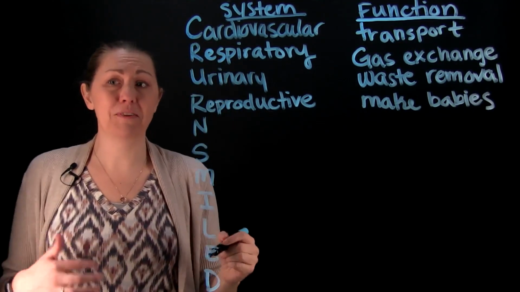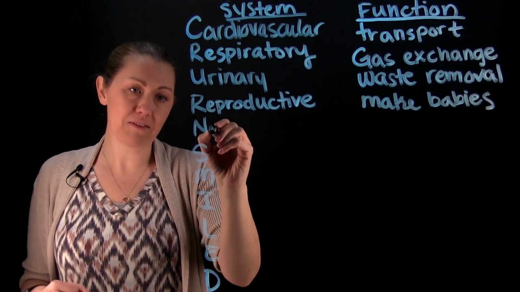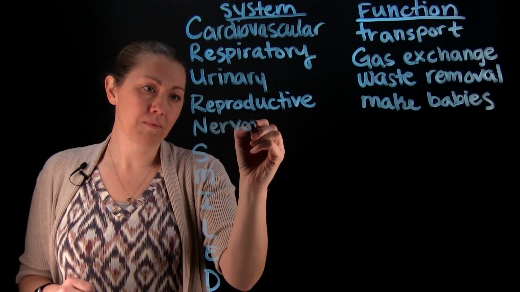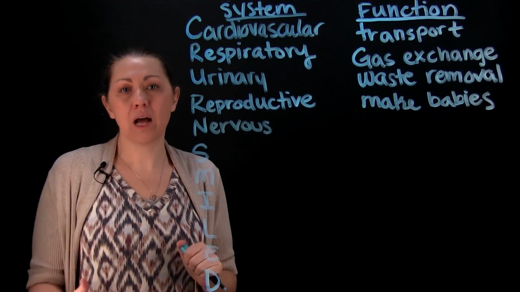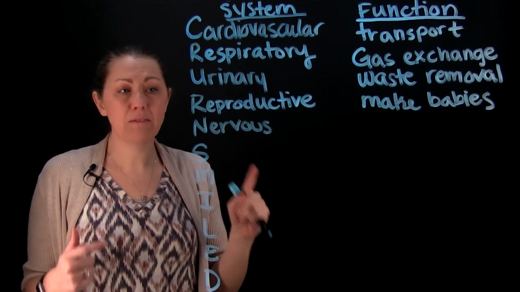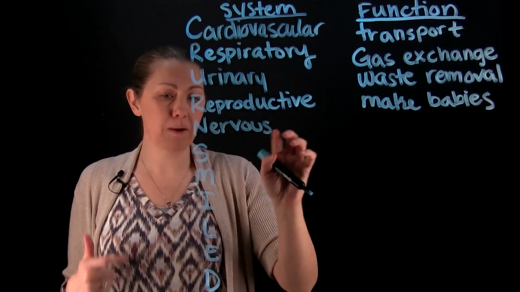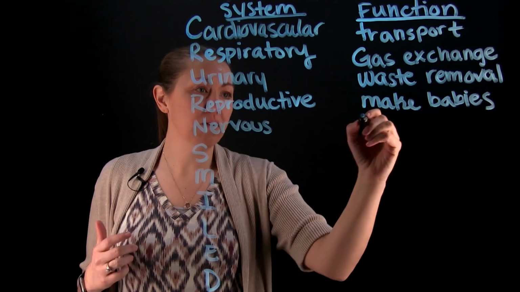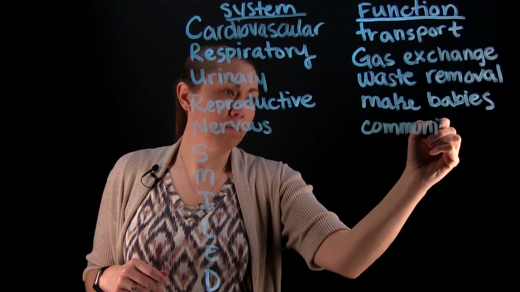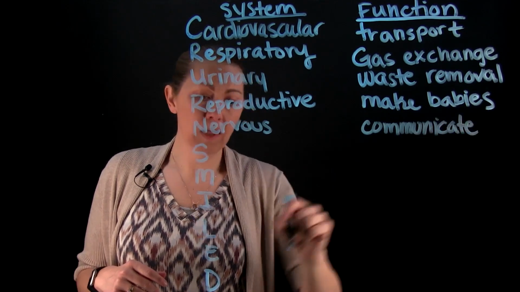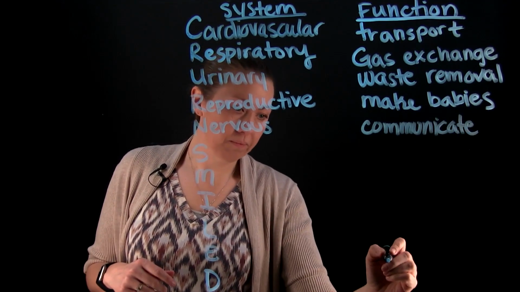Then we go to my personal favorite. I geek out about this one, is nervous system. With the nervous system, it is your electrical communication. You do have 2 systems for communication, so I do want to kind of point out the other one. So nervous system is one. The other one is endocrine.